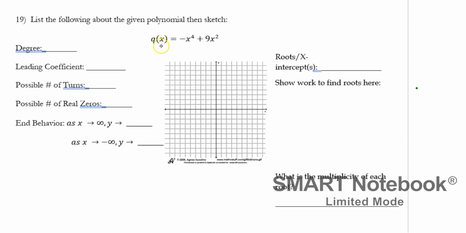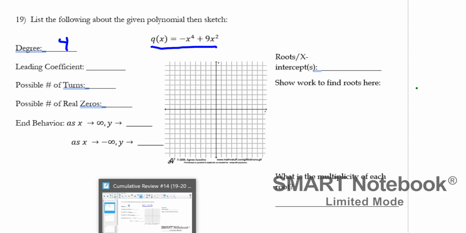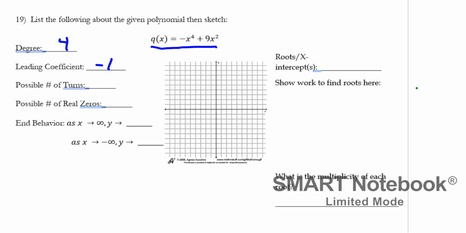So if we take a look at this polynomial, we eventually want to graph it, but first we want to find all this information. So the highest degree of this polynomial is 4. The leading coefficient is the number in front of the term with the highest degree, which is -1. The possible number of turns is really the degree minus 1, so that would be 3 possible turns. The number of zeros is the same as the degree, so it would be 4 zeros or 4 x-intercepts.